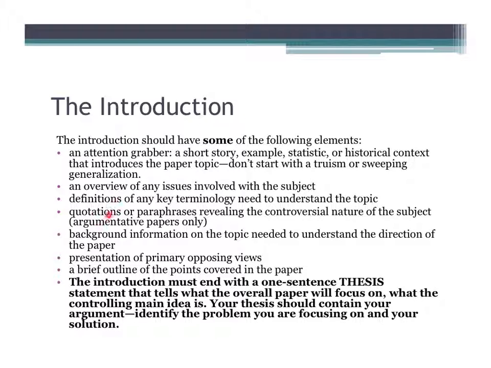Any quotations or paraphrases that might show how controversial the topic is. Now these are not general quotations you find on the internet, but quotations from your sources. Background information needed to help people understand the direction of the paper. Some people mention primary opposing views in the introduction. Or you can do a brief outline of the points covered in the paper. You don't have to do all of these things, but at least some of these things will help you create an effective introduction to your paper.